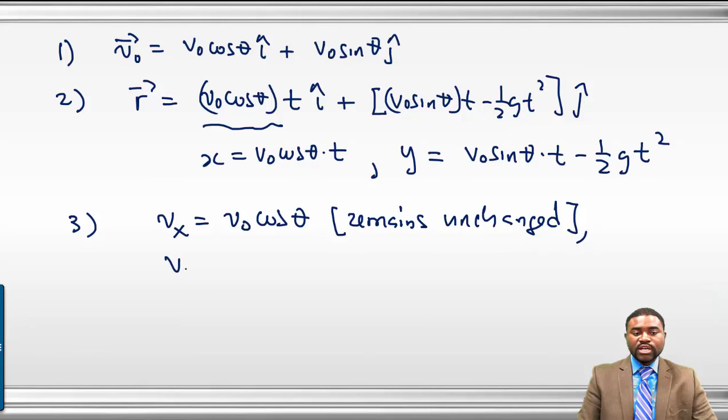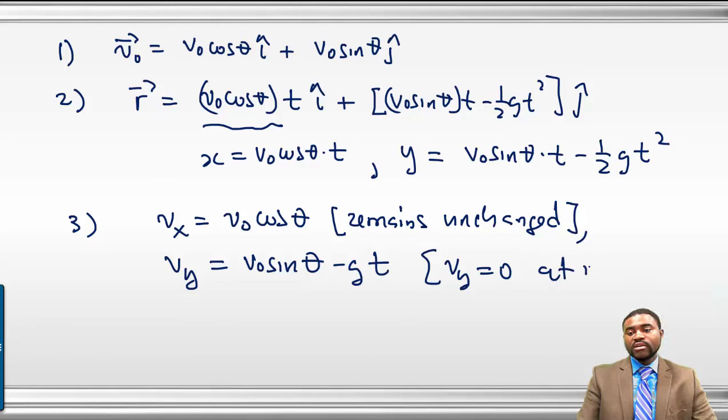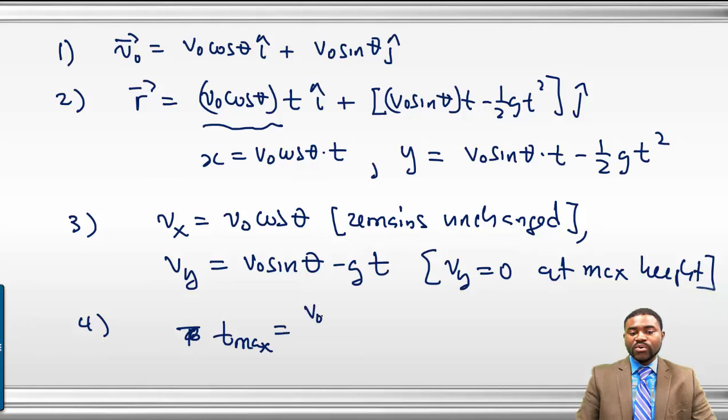And we have also shown that Vy is equal to V naught sine theta minus gt, and we know that Vy is equal to zero at maximum height. And lastly, we know that the time to reach maximum height, T max, is equal to V naught sine theta all divided by g, which is just going to be V naught y divided by g.